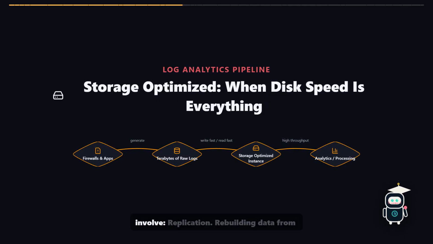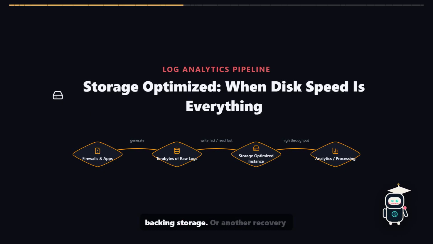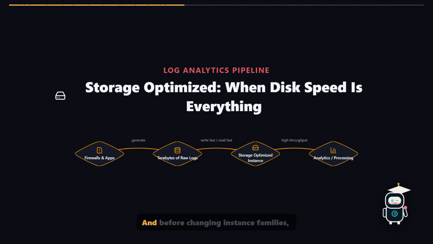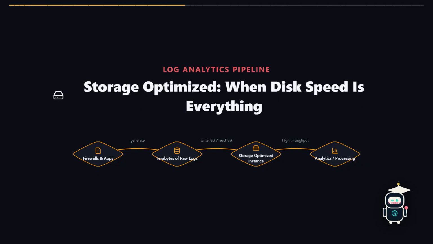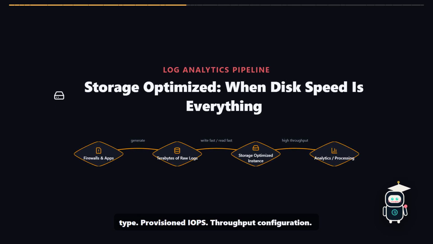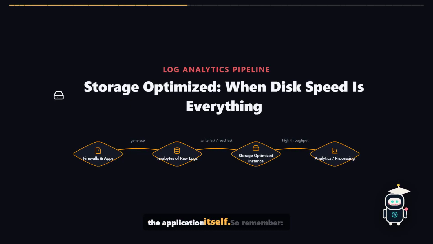That might involve replication, rebuilding data from another source, distributed storage, durable backing storage, or another recovery design appropriate to the application. And before changing instance families, investigate the entire storage path. Maybe the bottleneck is the EC2 instance, but it could also be the EBS volume type, Provisioned IOPS, throughput configuration, queue depth, file system behavior, database design, query design, caching, or the application itself.